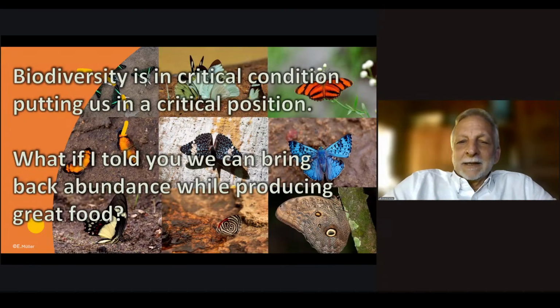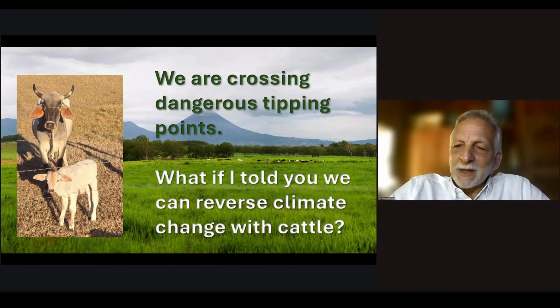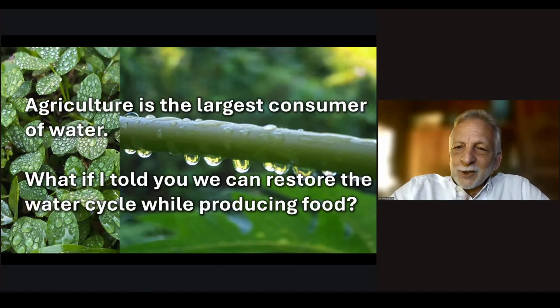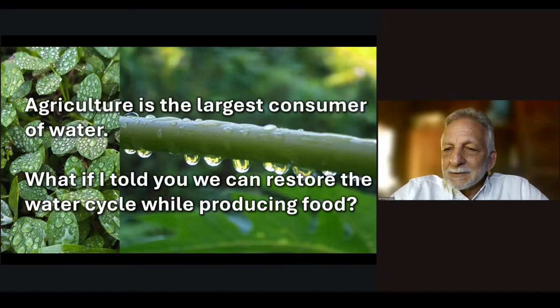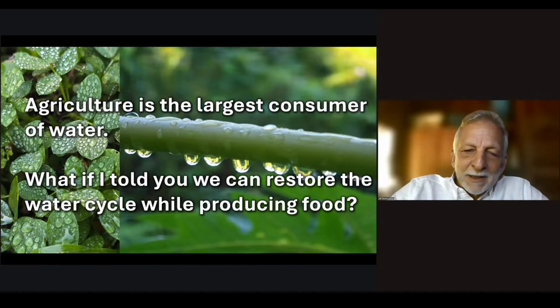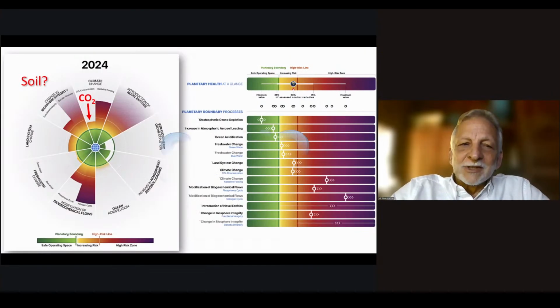They don't have to be enemies. Cattle. Oh, we need to get rid of the cattle to save the planet. What if I told you we can reverse climate change with cattle? And we're demonstrating that that can happen. Water. Agriculture is the largest consumer of water. What if I told you we can reestablish the water cycle while producing food? These are not enemies. These are synergies.